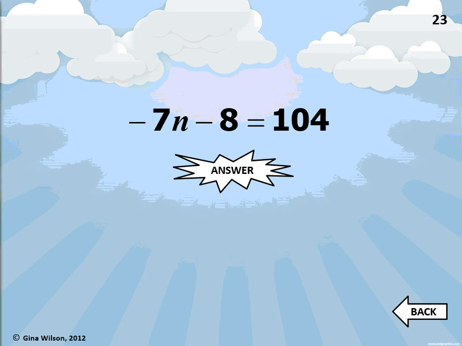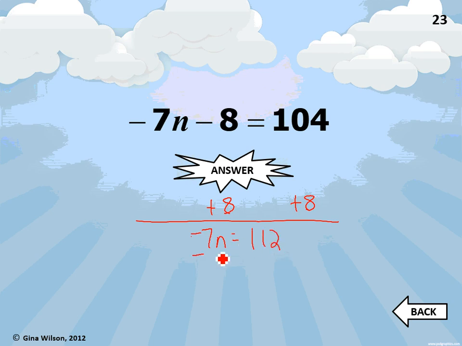Got a few more. Negative 7n minus 8 equals 104. We're going to add 8 to both sides. Negative 7n equals 112. We're going to divide by negative 7. 70 plus 42 is 112. Negative 16.